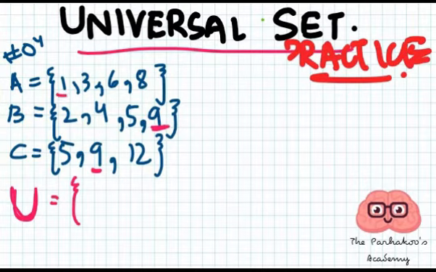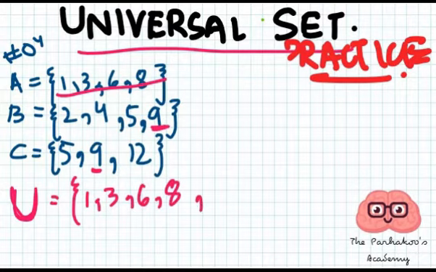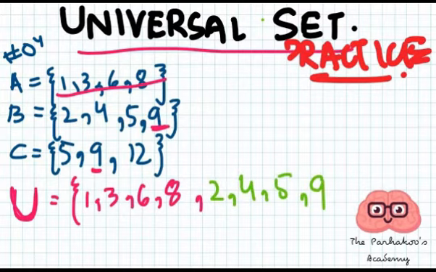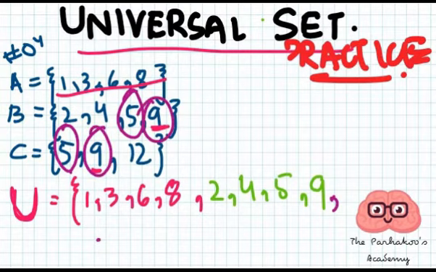Okay, so the first set is 1, 3, 6, 8. The next is 2, 4, 5, 9. The next is, okay, 5 is also repeated. 9 is also there. We have already included. So there is only 12 left. So here we go. So this is the universal set for the given problem.